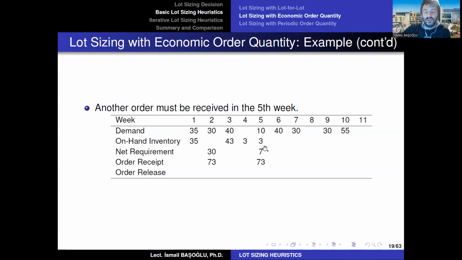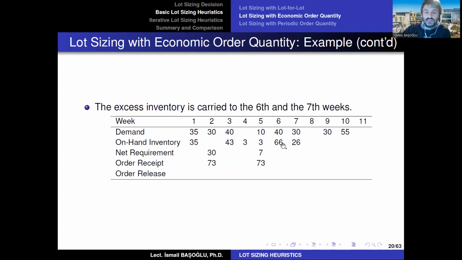Now that we have a net requirement, we need to plan an order received at a quantity of 73 units again in that period. Now, if we receive 73 units of inventory here, the net requirement of 7 units will be met, which means 66 units of inventory will be carried to the sixth period, and the demand in the sixth period is 40 units, which will be met by the 66 units, and the exceeding units will be carried to the next period as 26 units.